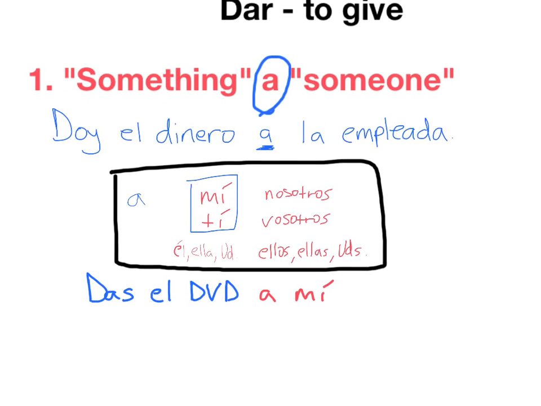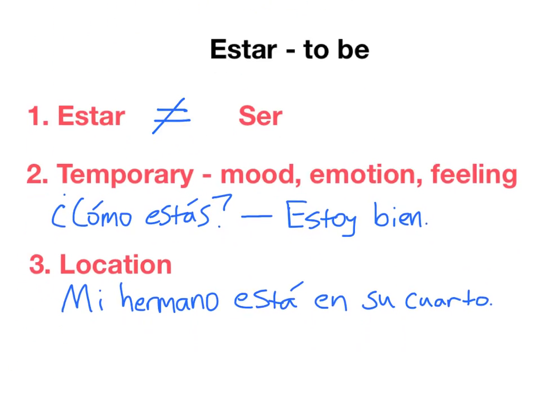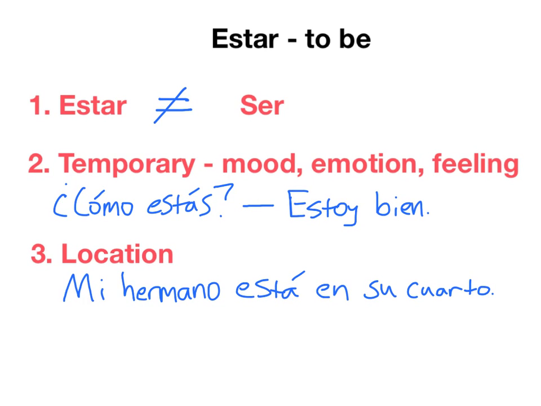Now let's move on to the last irregular verb for this chapter, which is estar. The first thing you have to recognize about estar is it does mean to be, and so does ser. But estar and ser are not the same thing. You cannot use them equally. Estoy bien means I'm well, I'm doing well. Soy bien means absolutely nothing. In the same way that soy inteligente means I am smart, estoy inteligente means absolutely nothing.